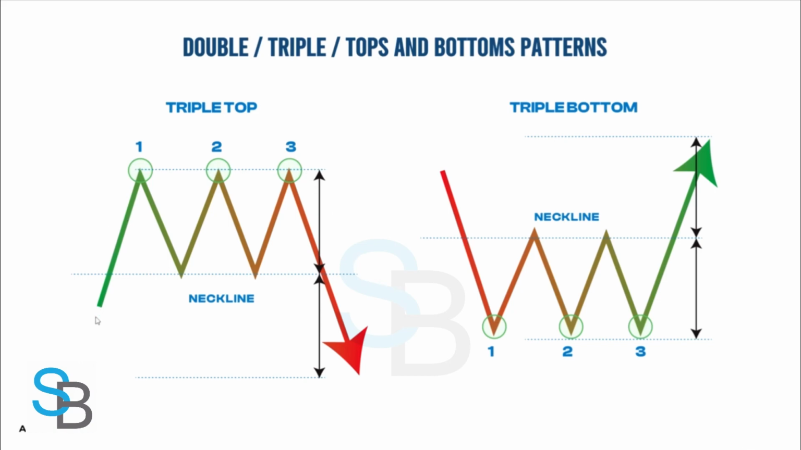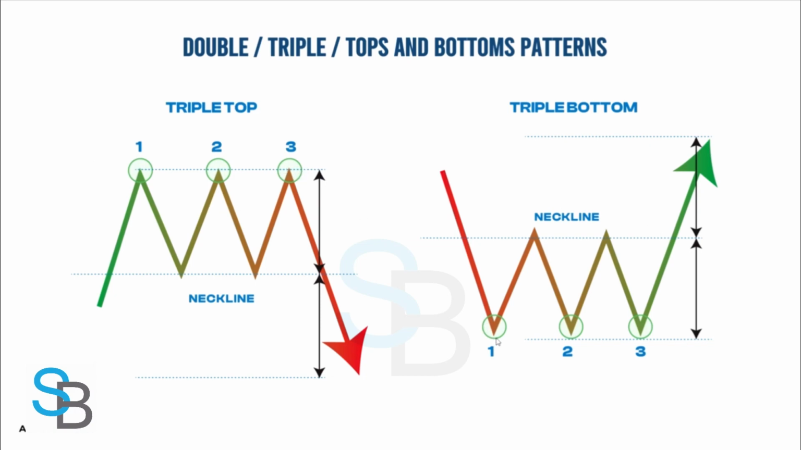The triple top is basically the market going up, coming down, going up, coming down, going up the third time. So it has made three tops. Okay, that's an example of a triple top. Then when it breaks the neck region, we predict that the market will go down to at least approximately the size of the neckline to the top of the triple top. The same thing with the triple bottom.